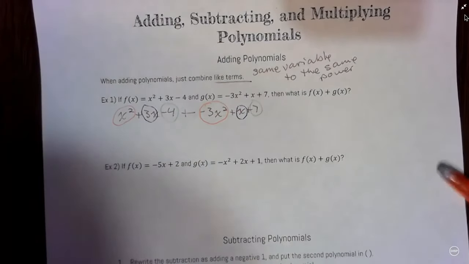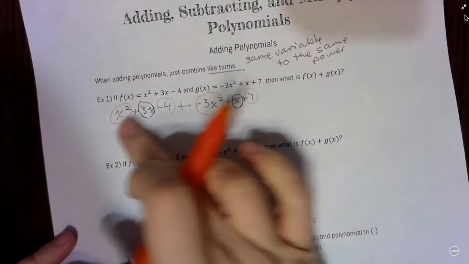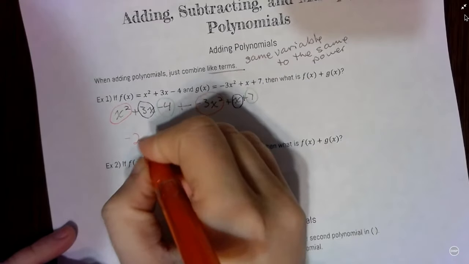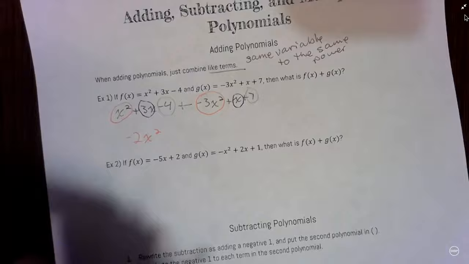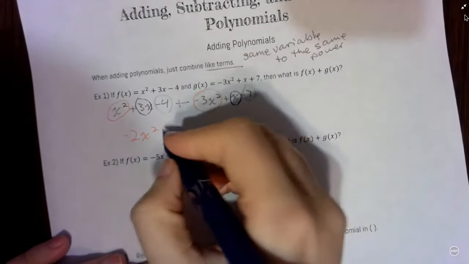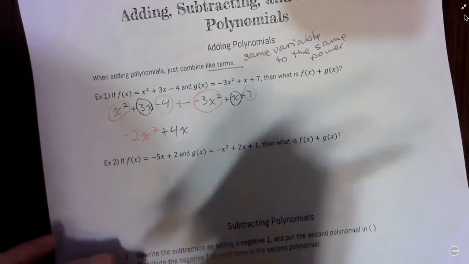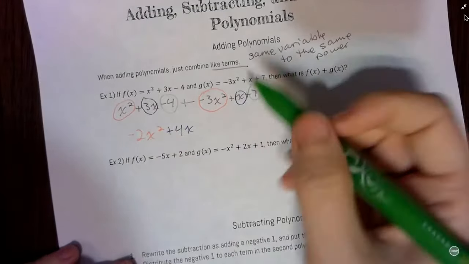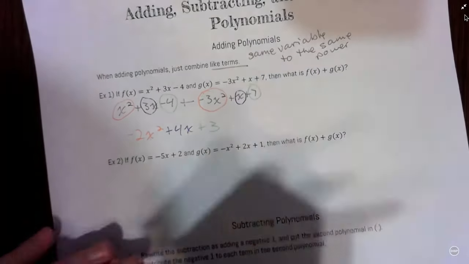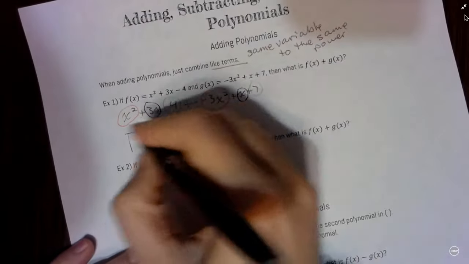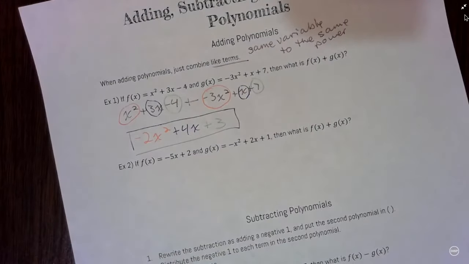So let's go ahead and put those together. So x squared minus 3x squared is negative 2x squared. And then 3x plus x is 4x. And then negative 4 plus 7 is positive 3. And so there is your answer right there.